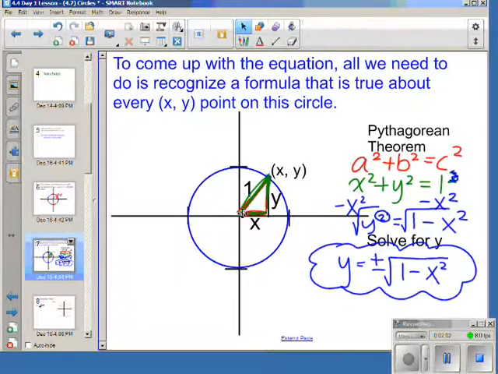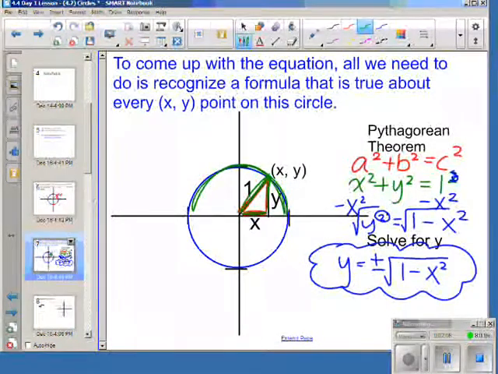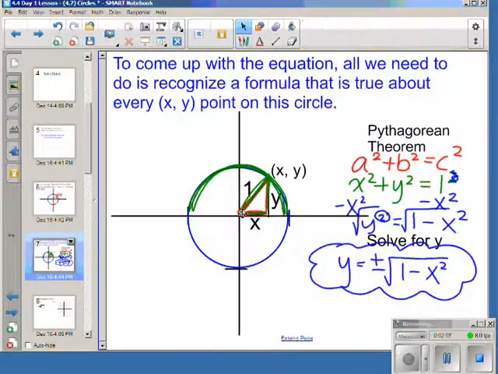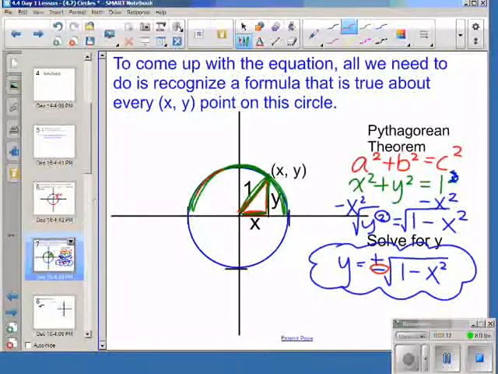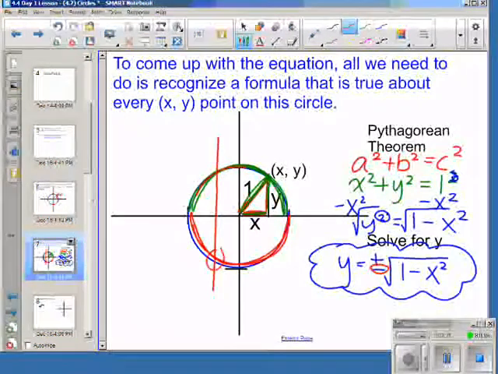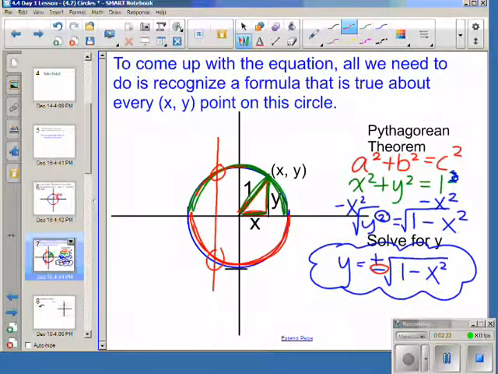And the reason we have a positive and a negative is we have this top half. That's the positive portion, that green part. Now remember, a negative on the outside means it reflects it over the x. So it's taking this green part and reflecting it downwards. So that's what gets me a whole circle. Because remember, a circle does not pass the vertical line test. So we need it written in two pieces because we have really two separate functions. We have a positive part and we have a negative part.